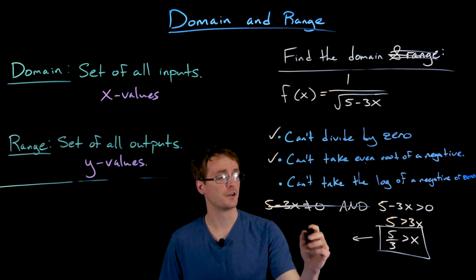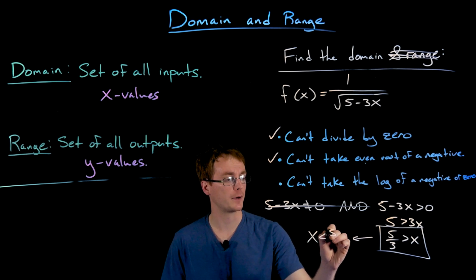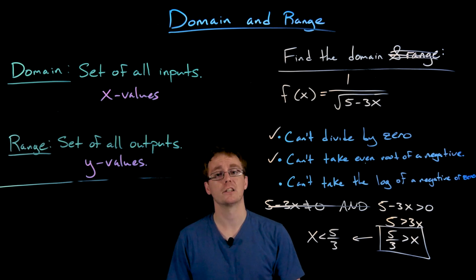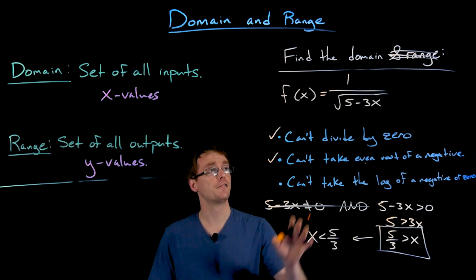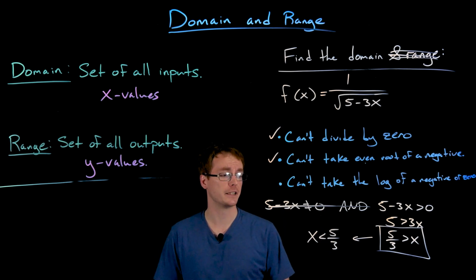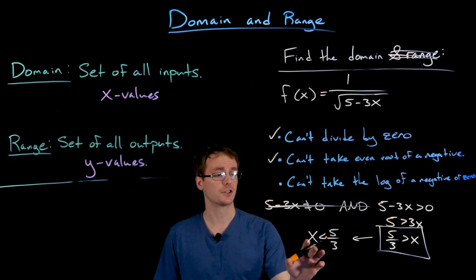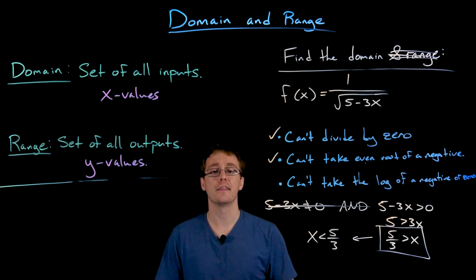Although usually we write the variable on the left-hand side, so if we just flip that around to make it more standard, we can see that the domain of this function found from just the equation of the function is the set of x values such that x is strictly less than 5/3.